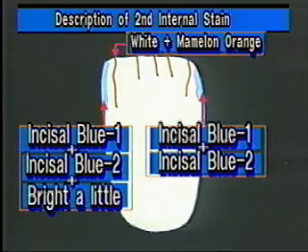Then we will go on for the second staining, in other words, the staining in the vertical direction, for which we will show you the illustration in detail. Mix incisal blue 1 and 2 at a ratio of 1 to 1, and then mix again with a little bright. Apply the mixture around the mesial proximal. At the distal, apply the mixture of incisal blue 1 and 2 at a ratio of 1 to 1. For the enamel black fracture, apply the mixture of white and mamelon orange at a ratio of 1 to 1.